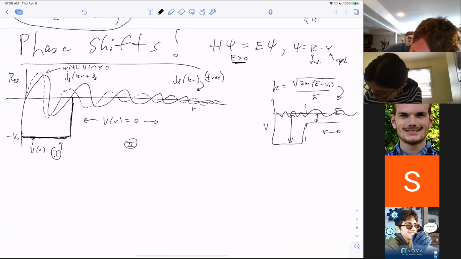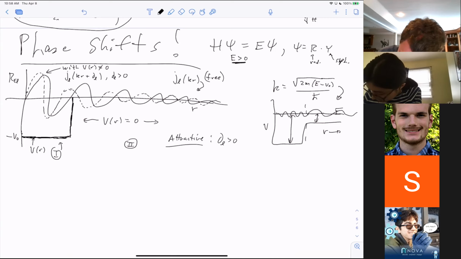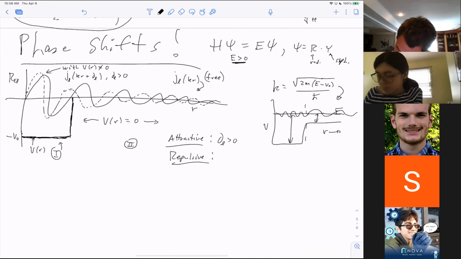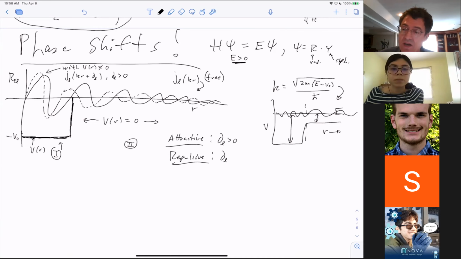So for this case, delta L is positive. So for an attractive potential, the phase shift is positive. But if I had a repulsive potential, I would have pushed it out. And in that case, the phase shift would have been what? Tell me. Would it have been positive? For a sucking in, I have a positive phase shift.